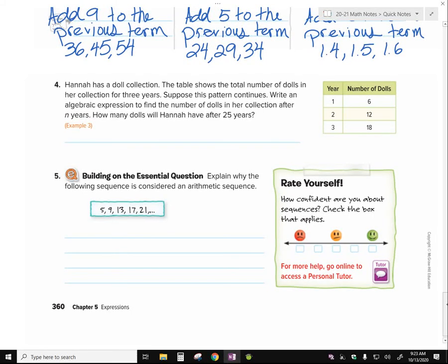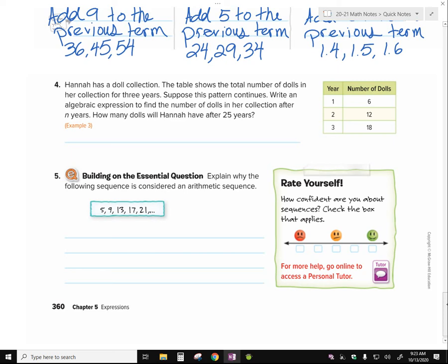So this one here, we have Hannah has a doll collection. The table shows the total number of dolls in her collection for 3 years. Suppose this pattern continues. Write an algebraic expression to find the number of dolls in her collection after n years. How many dolls will Hannah have after 25 years?